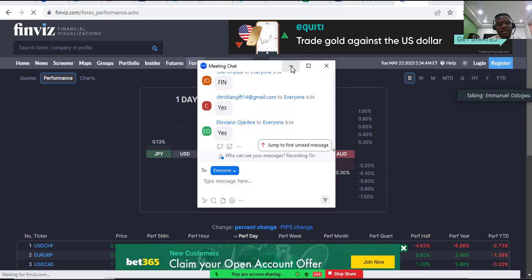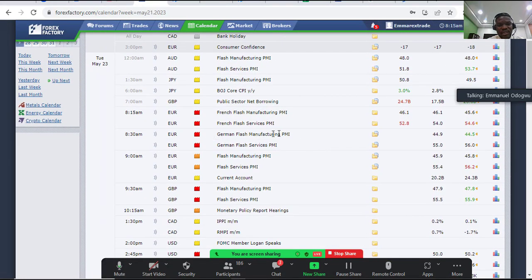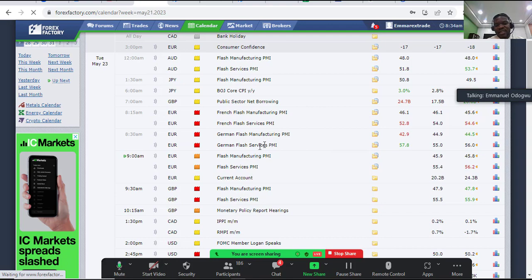Yes. So now, Forex Factory. After the 8:30 news, let me refresh to get that news. As you can see, the manufacturing PMI came out weak. But the German flash, the service industry is doing well, the manufacturing industry not doing well. So that's plus and minus there. This 57 is a sign of strength, and this is also a sign of weakness.